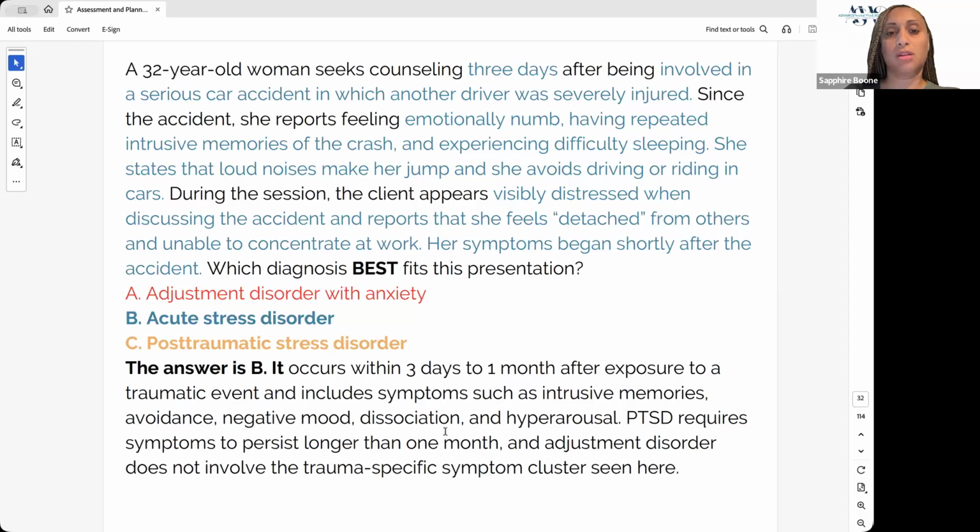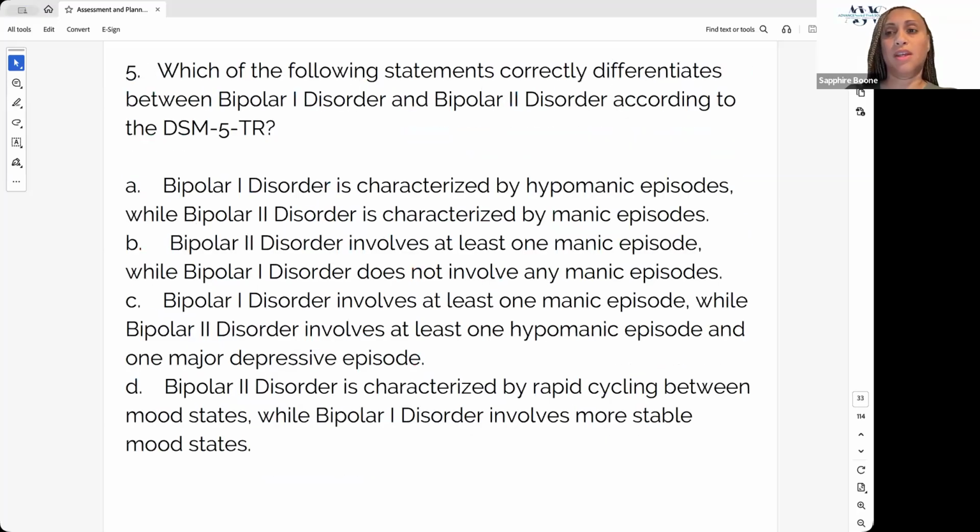So let's go to the next question. I'm going to post the next question on the poll. I'll keep it on here too. And then I'll bring up the slide for adjustment disorder so we can look at the differences for that as well.